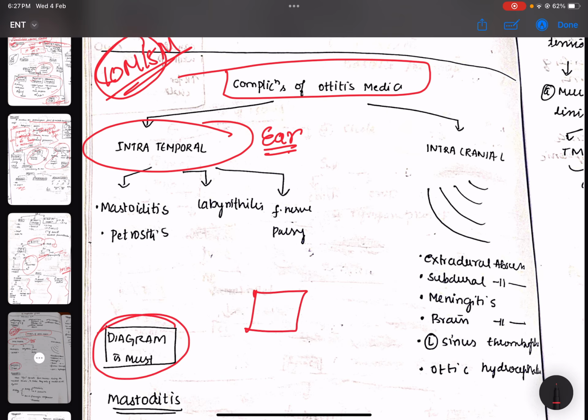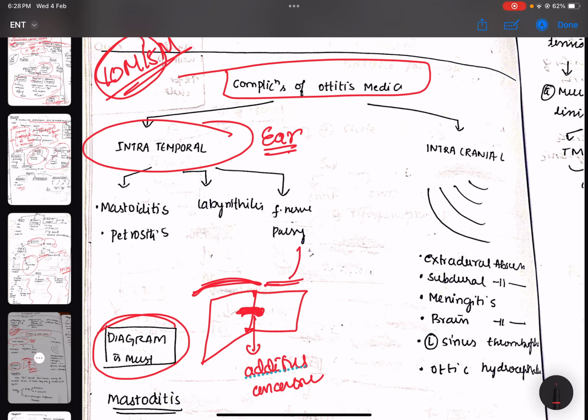For example, if you think of this as your diagram, you know that here you have a communicating cavity. So think of this as the middle ear. This is communicating with your mastoid, with the aditus and antrum. So again, what you have here is the petrous bone. Again, here in the fallopian canal of the middle ear, you have the facial nerve.